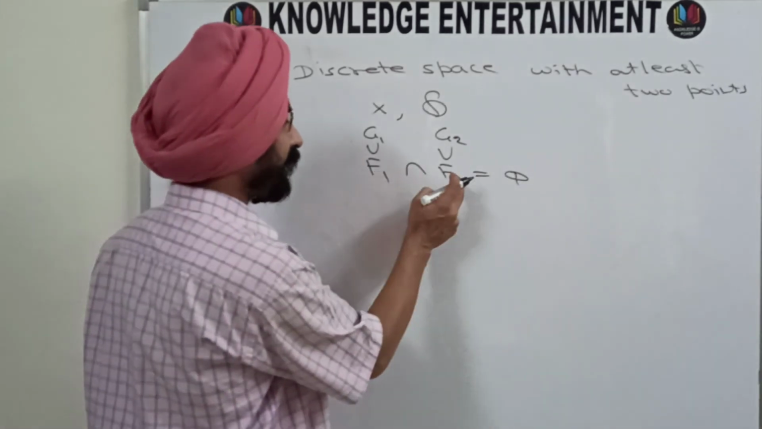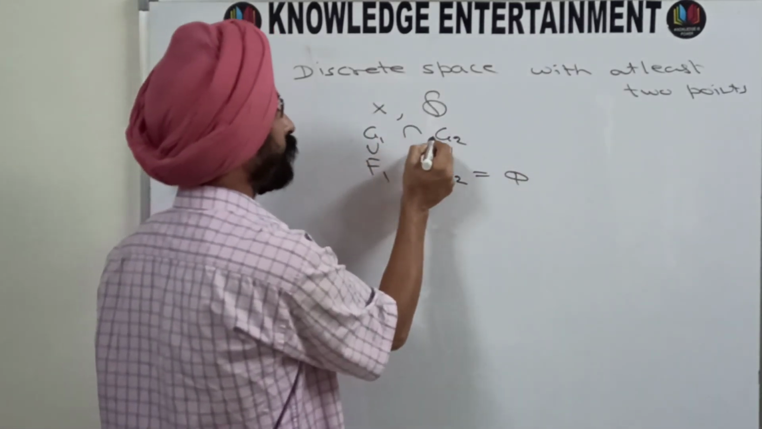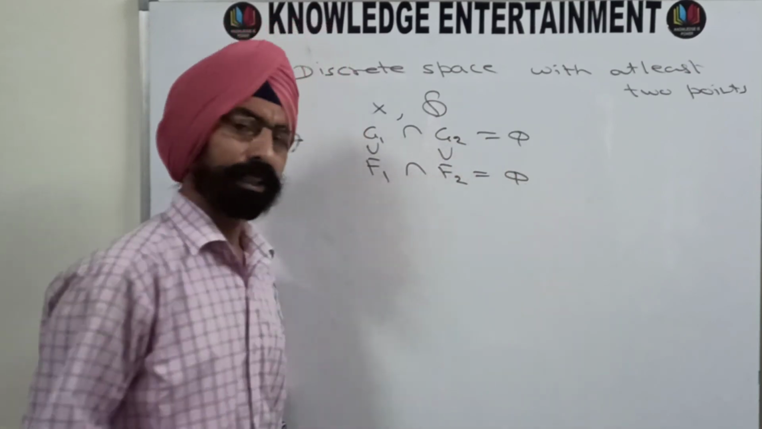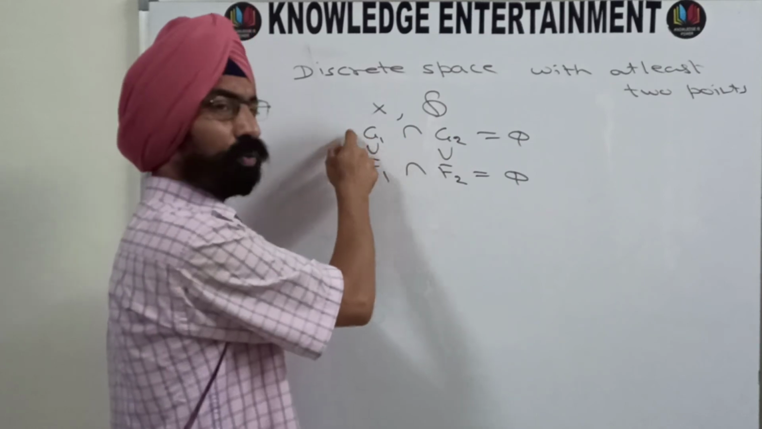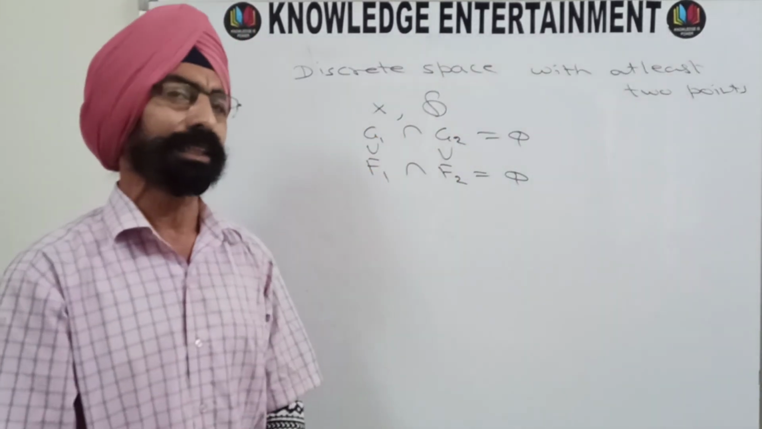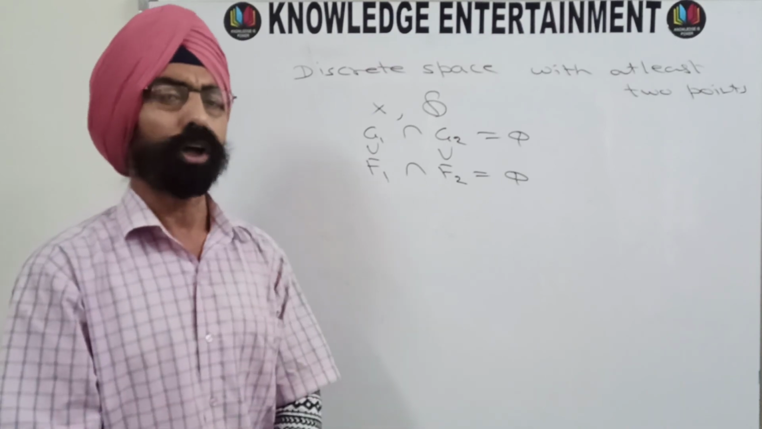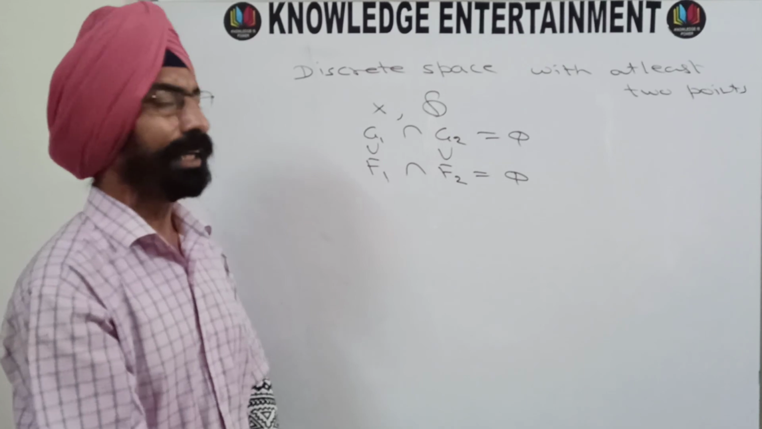And if F1 and F2 are disjoint, then the same sets G1 and G2 are also disjoint. So for every pair of disjoint closed sets, you are always able to find two disjoint open sets containing them. That means the space is normal. That means every discrete space with at least 2 points is a normal space.